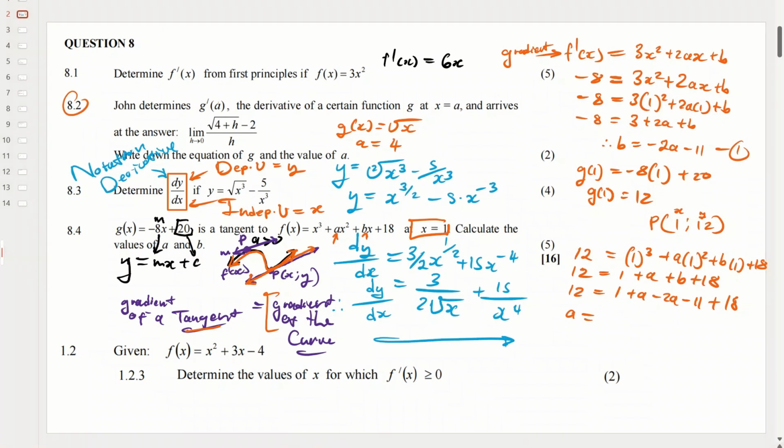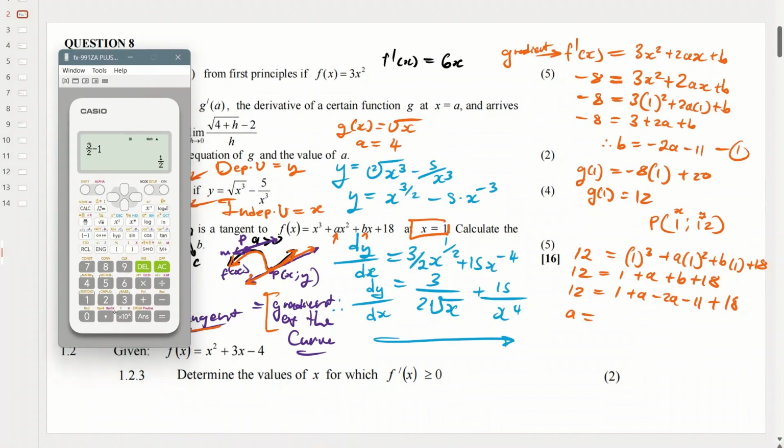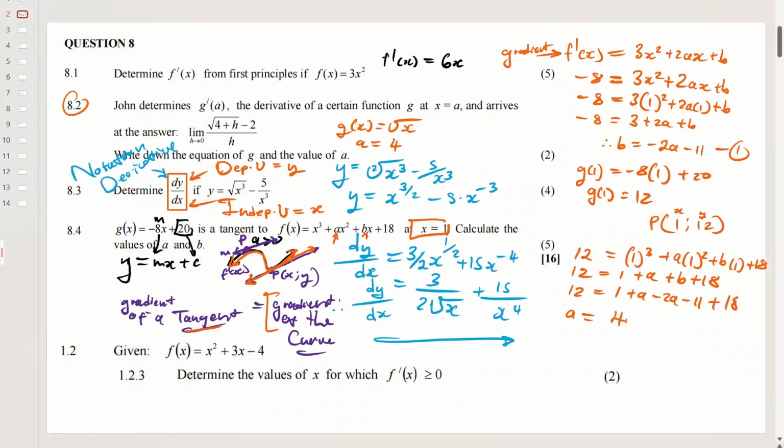Let's see what we have here. So this is 12 minus 1 plus 11 minus 18. So this is 4. So a is just 4.